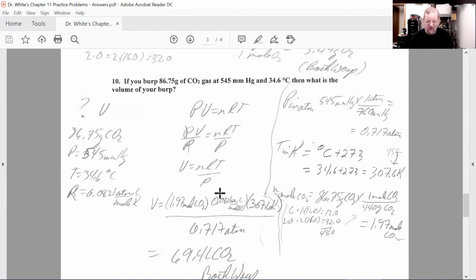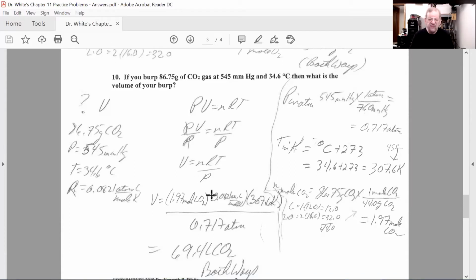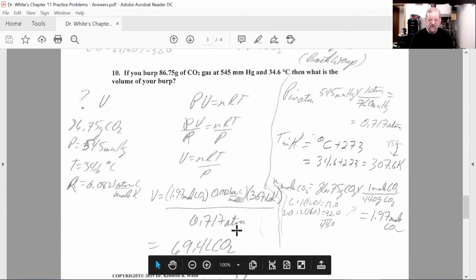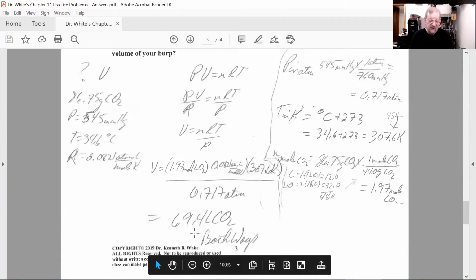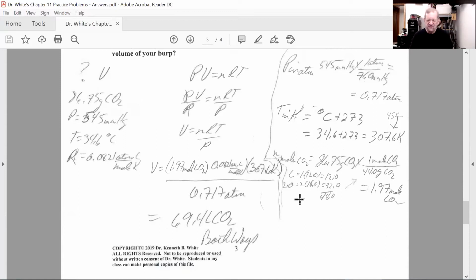So now I can put in here n, 1.97 moles. R, it's given right over here. It's also important, 0.0821 atmosphere liters per mole Kelvin. The Kelvin, which we calculated here, 307.6. P, pressure in atmospheres, this, and the answer is 69.4 liters, which is not realistic.